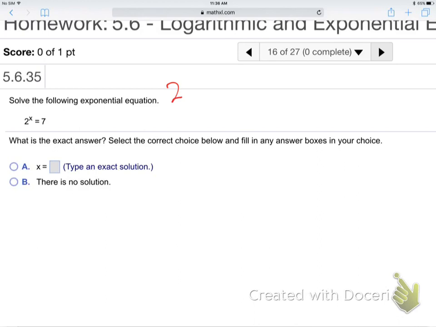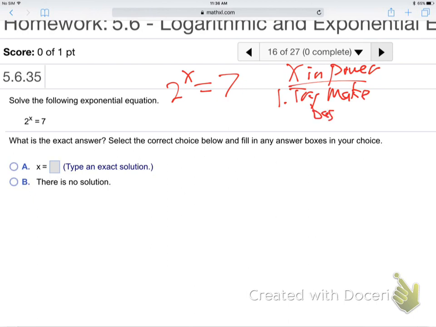Okay, so 2 to the x is 7. So x in power. What do we do? Number 1, try to make the bases the same. But you can't make those two bases the same, can you? So if you cannot, ln both sides. Did we talk about that? Yeah, we did. I did the whole stories of Hitler, Stalin, all that stuff.